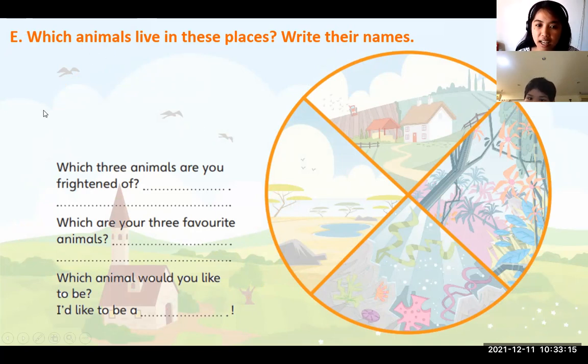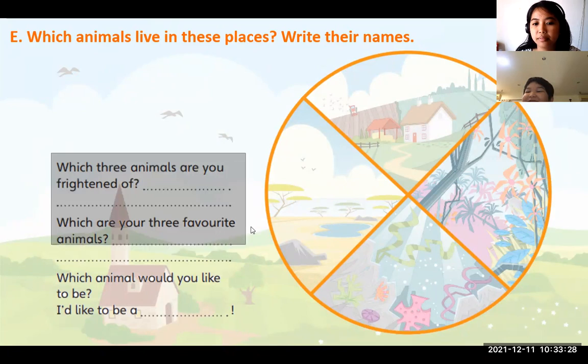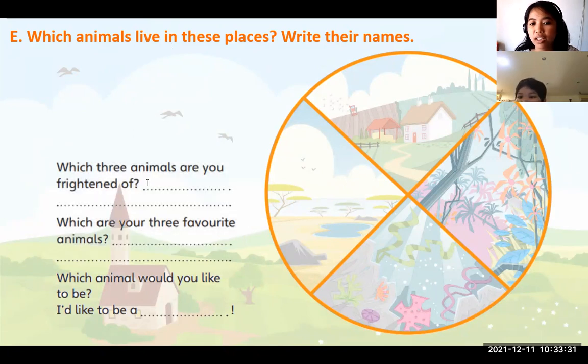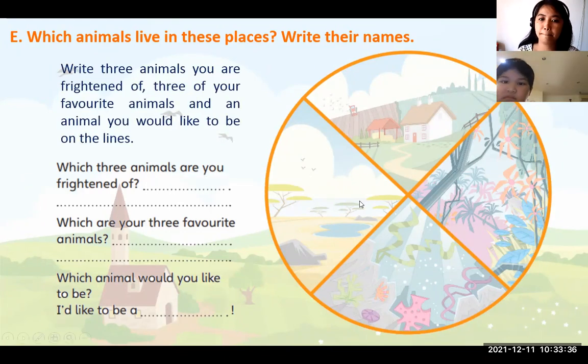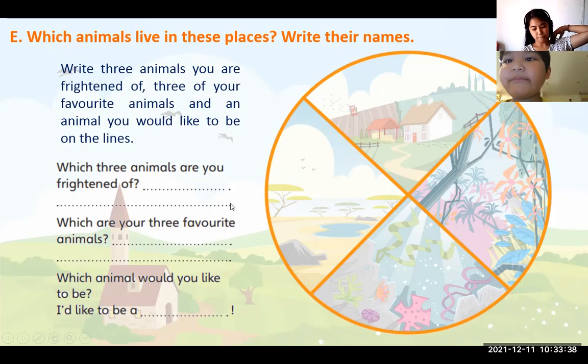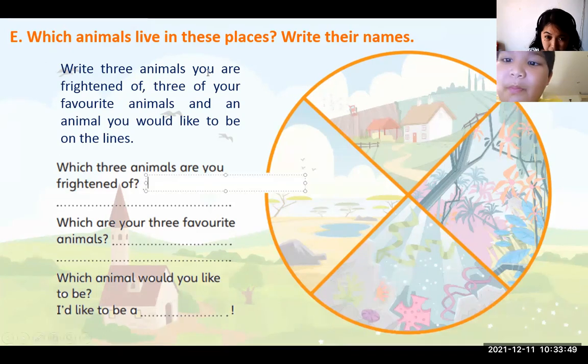So which animal are you frightened of? When we say frightened of, Zen, these are the animals that make you scared. A lizard. What animal are you frightened of? You're right. Three animals that you're scared of. A lizard, a dog, and a cat. A lizard. Okay, so can you please write your answer?